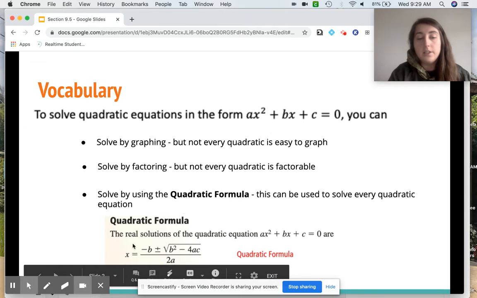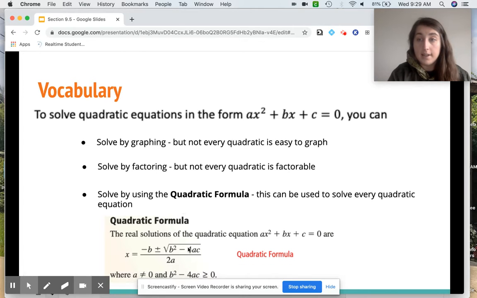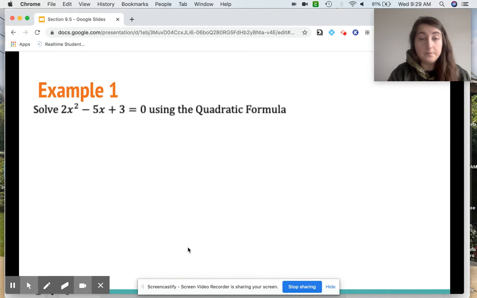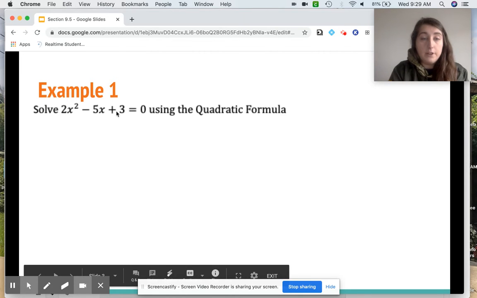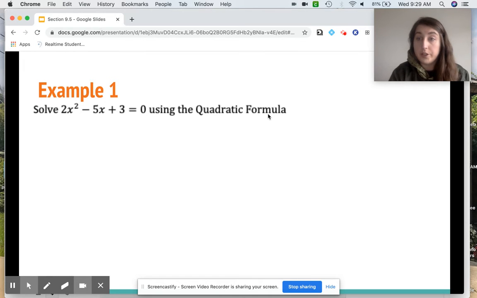So again, you need to know how to use this formula. This is a very important formula. We're going to be spending a lot of time using it, practicing, and making sure we all understand it. First example. As you can see, my quadratic is set equal to 0, which is necessary in order to use your quadratic formula. If your equation was not set equal to 0, you would have to rearrange, add or subtract in order to get it equal to 0.